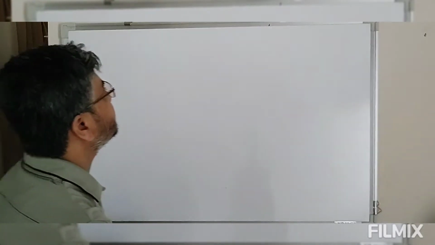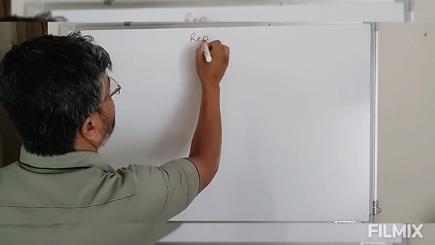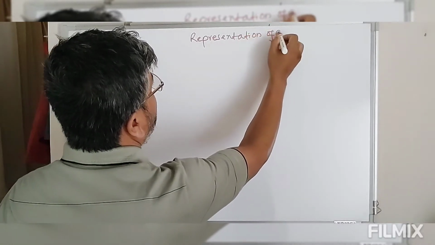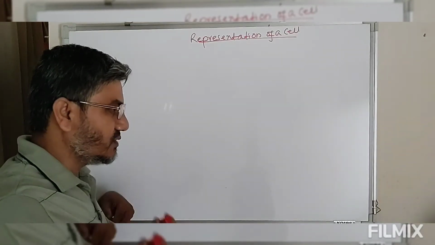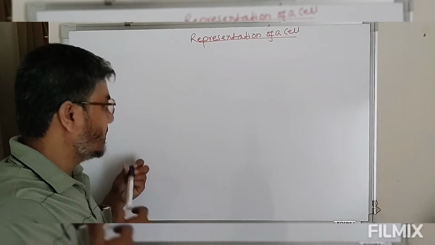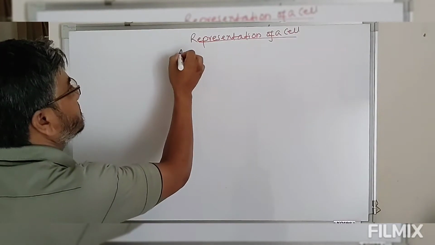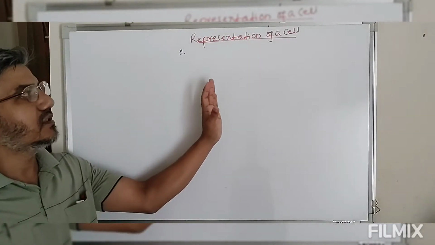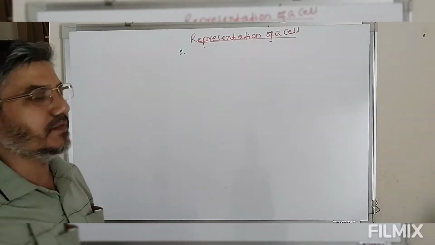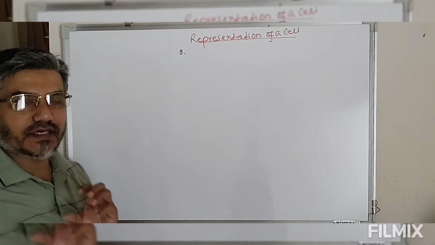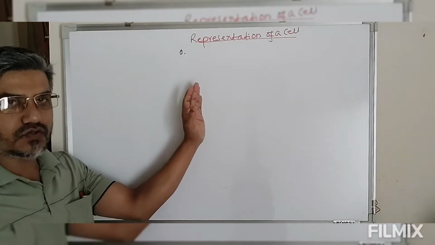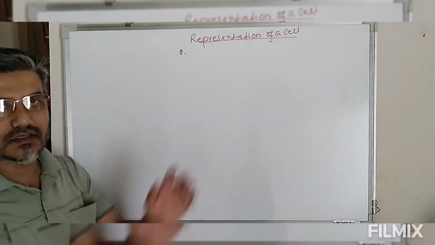So let's start with a representation of a cell. First of all, there are some important things that we have to keep in mind, and this is a convention that we have to follow while writing or showing the cell on paper. The first thing: this cell consists of a cathode and anode. These are two electrodes. By convention, anode is always written on the left hand side and cathode on the right hand side.